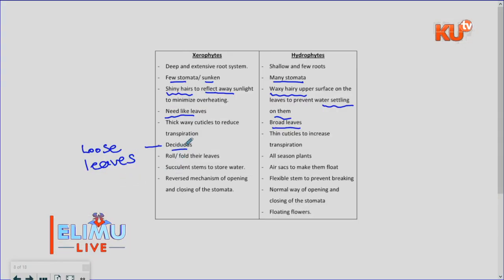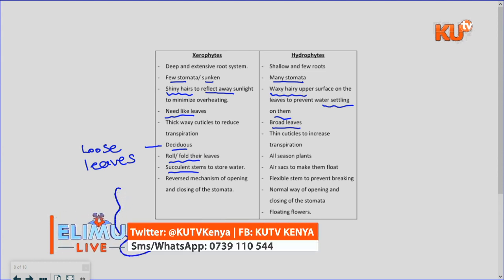Xerophytes roll or fold their leaves. But hydrophytes don't. Xerophytes have a succulent stem. When I mean succulent stem, I mean a stem that is thick. Look, for example, at a cactus. Their stem looks something like this. So this is the succulent stem that I'm talking about. The purpose of the succulent stem is to store water.